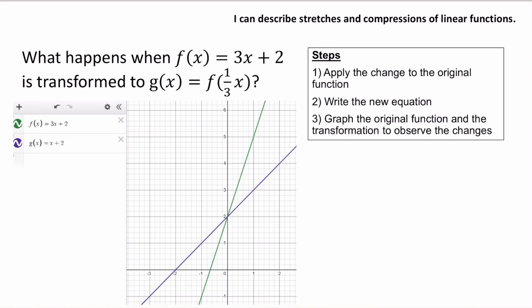So if we look at the graphs of both lines, you can see here in green, I have the original graph, which is f of x. And you can see I have g of x, which is in fact less steep than the original graph, right? Because the slope is going to be smaller.